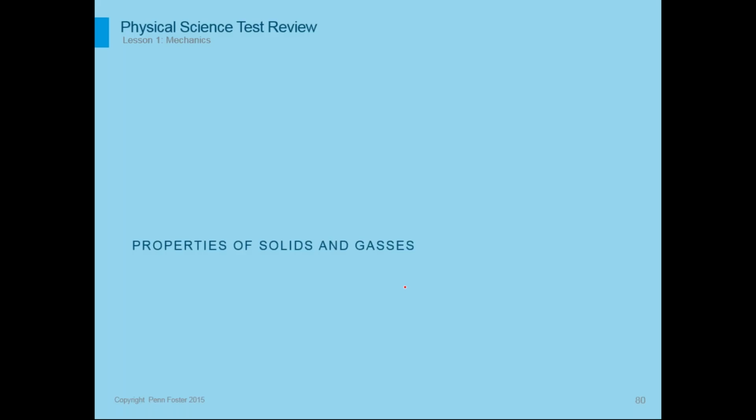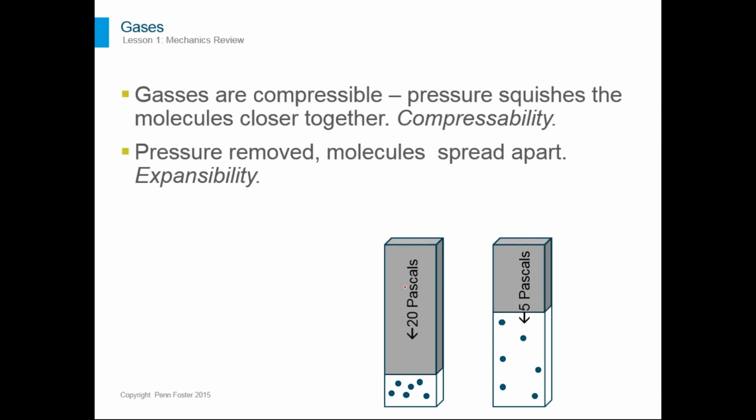So that was a lot about liquids. We're going to go really fast over solids and gases. Gases are compressible. The pressure that you put on a gas will actually squish it down and make the molecules closer together, and that's called compressibility. When pressure is removed, so that there's less pressure, the molecules can spread apart more and take up more space. That's called expansibility.